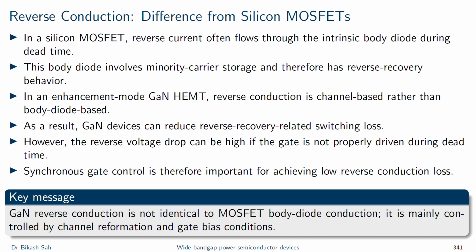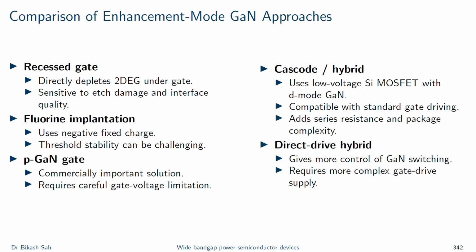The key message is that GaN reverse conduction is controlled by the channel formation and the gate bias condition. A good GaN gate driving is not only about turn on and turn off, it is also about managing the reverse conduction interval. That's the dead time part, and the gate drive voltage and everything around it need to be managed very well. Now let's compare different types of E-mode GaN approaches, and that's how we would conclude about different types of GaN devices.